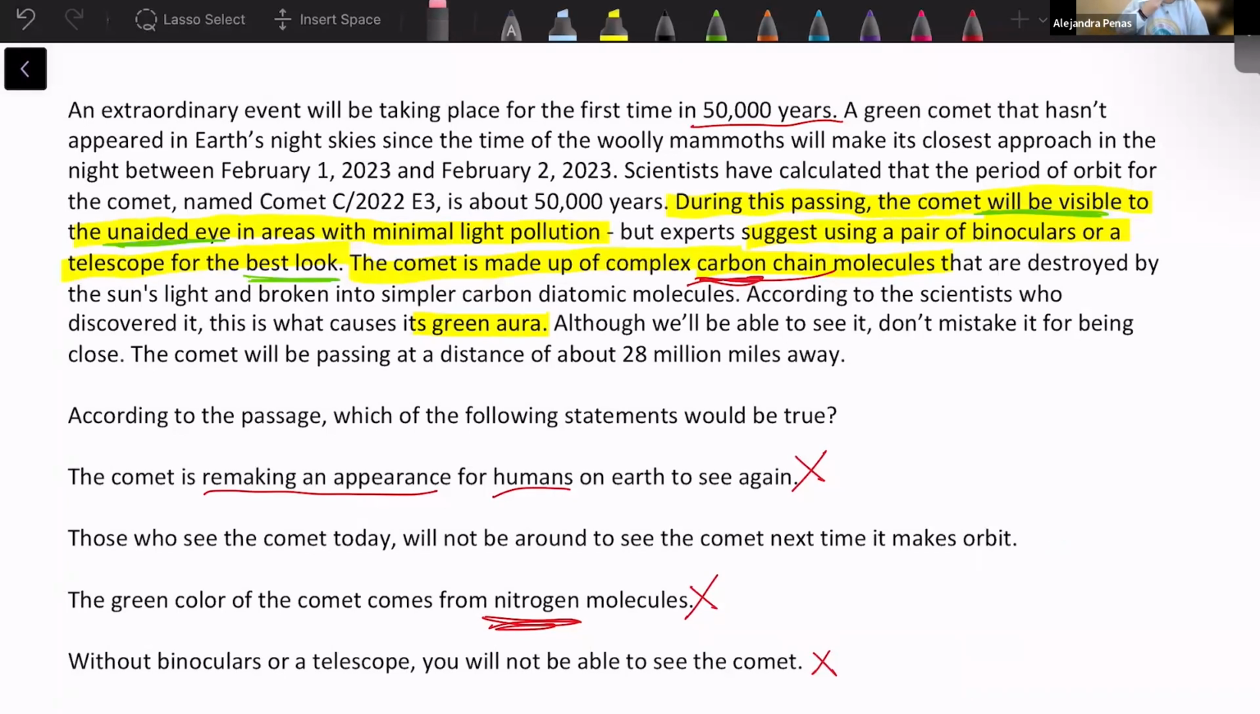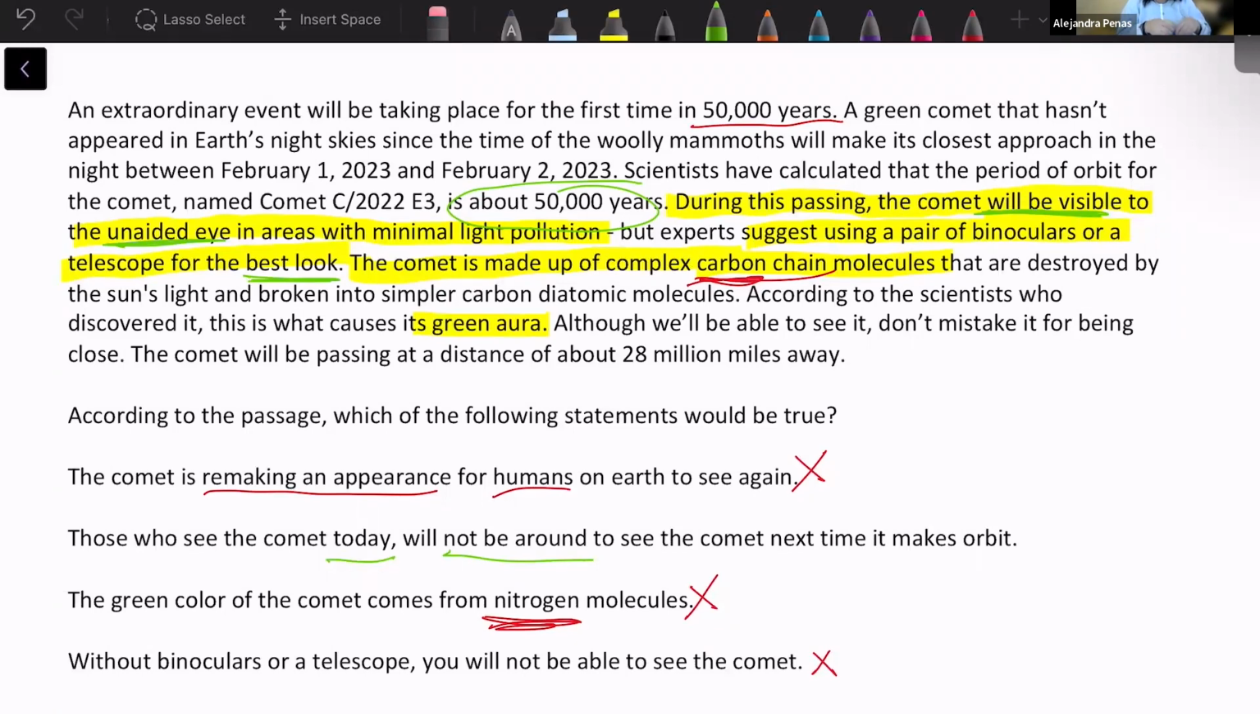Because again, we stated that obviously 50,000 years ago there were no humans. Now, look carefully at what the second one is saying. Those who see the comet today, in other words me, since I went outside and saw it, will not be around to see the comet next time it makes orbit. The orbit of this comet is about 50,000 years. That means it's gonna take about 50,000 years for it to come around again. And I promise you, unless Google and Apple get together and make some kind of cloning technology, I am not gonna be here to see the comet come around again.